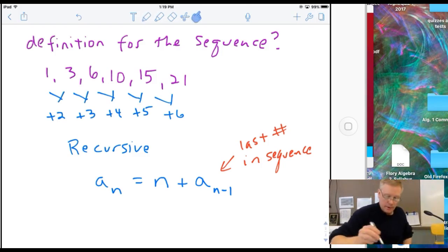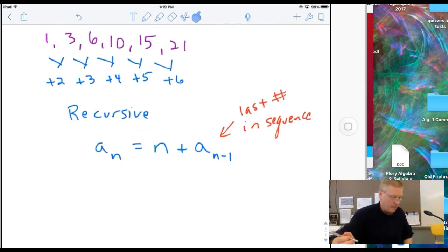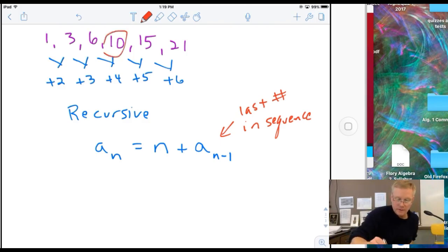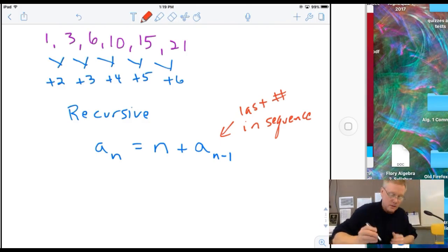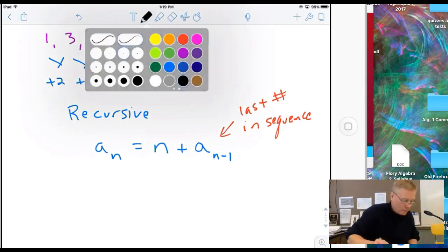All right, so that would be the recursive formula for that. Okay, so I want to know the fifth one. I'd add 5 to the fourth number in the sequence. The fourth number in the sequence was 10, so I'd add 5 to 10 and get my 15. And if I want to know the sixth number in the sequence, I'd be adding 6 to the fifth number, which is 15. So you can see how we get the next number. However, it's not as smooth as the explicit. All right.